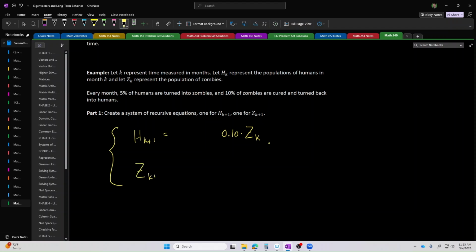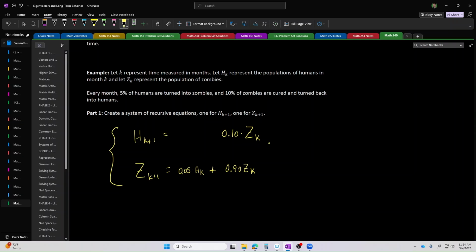Similarly, the zombie population in the next month, Z sub k plus 1, would be increasing as a result of the humans that were transformed. So 5% of the previous month's human population was transformed and was turned into zombies. So that's contributing to the Z sub k plus 1 equation. Then we also have the zombies that were not cured. If 10% of the zombies were cured, then the other 90% were not cured. So 90% of the previous month's zombies are still around to contribute to the next month.